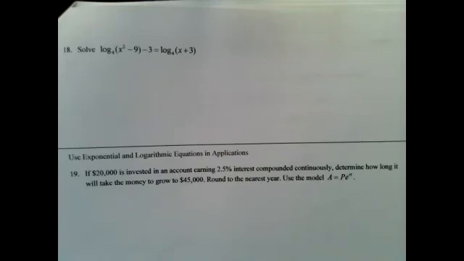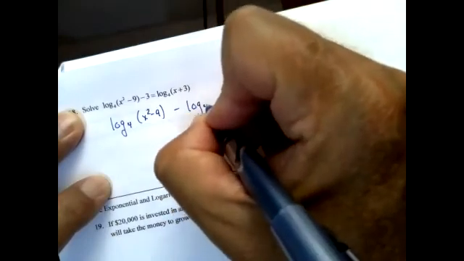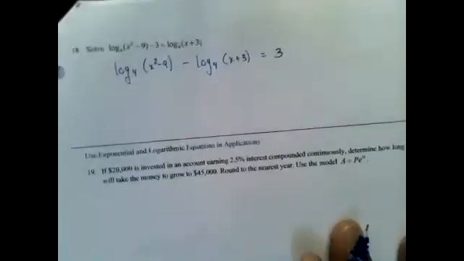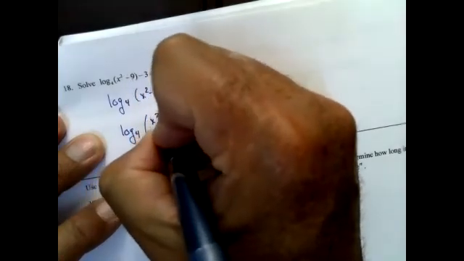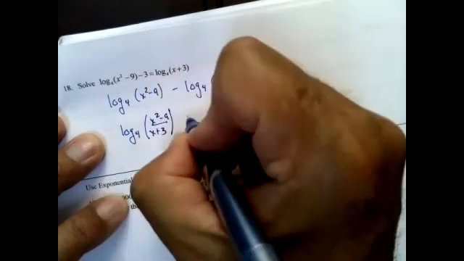I think I need to get the logs on one side and then that 3 on the other side. Okay, so log base 4 of x squared minus 9 minus the log base 4 of x plus 3. Then I'm going to send that negative 3 over there. Okay, I like that a little bit. Log base 4 of (x squared minus 9) over (x plus 3) equals 3.